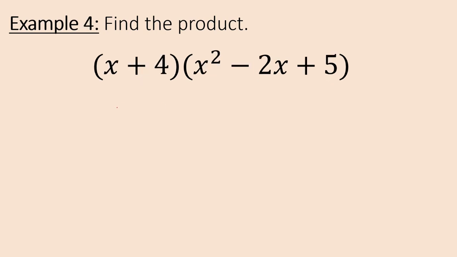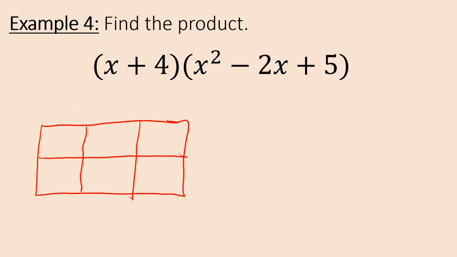Example 4 looks a little bit more difficult, but it's the exact same thing that we've been doing. It looks intimidating because this one's longer, but really that just means that we need to make our box a little bit bigger. So this polynomial, how many terms does it have? 1 and 2. This polynomial, how many terms does it have? 1, 2, and 3. So I need to make a box that has 2 spaces and 3 spaces. I usually like to put the longer one on top. So I'm going to make the 3 on top and the 2 on the side.